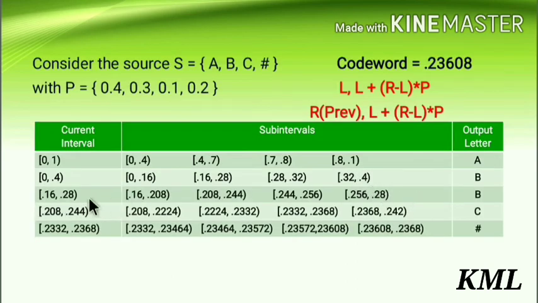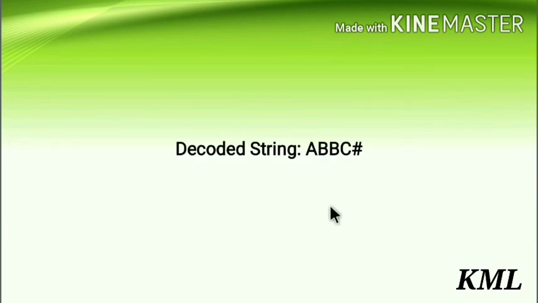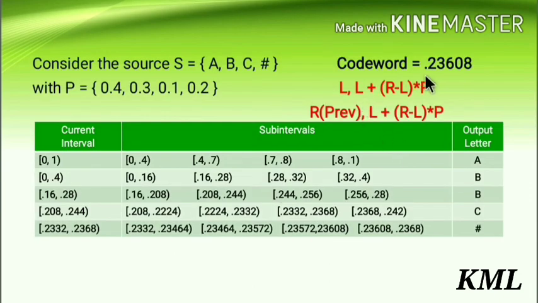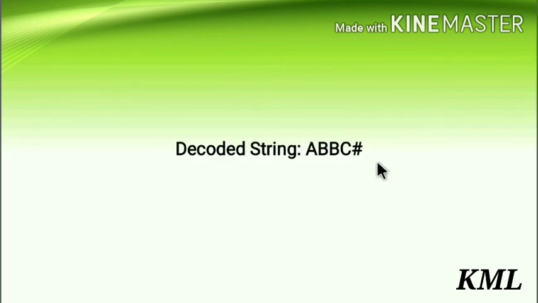Okay, so just remember, be perfect in making these subintervals. While calculating first subinterval, you have to take P1. For second, take the sum of these two, that is P2. For third, the sum of these three, P3. And fourth, sum of all this. Okay, and these are your L and R values. So just remember these things in mind. And for the output, when you encounter hash, you don't have to go any further. You got your output, after outputting the letter hash. Okay, so this way you have to decode the given code word. Okay, so you got this output.